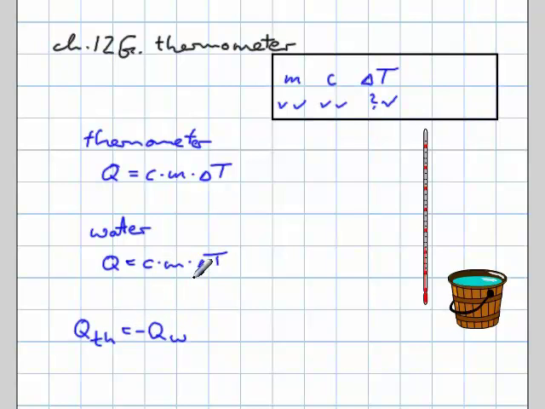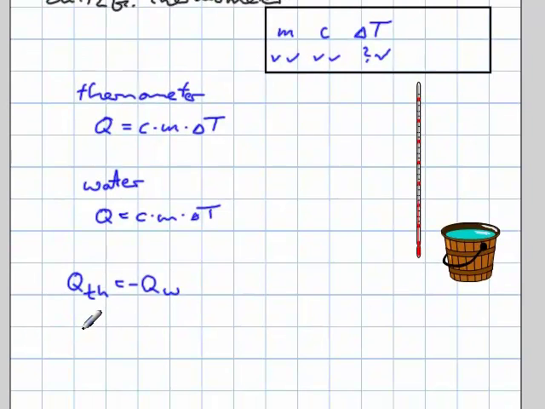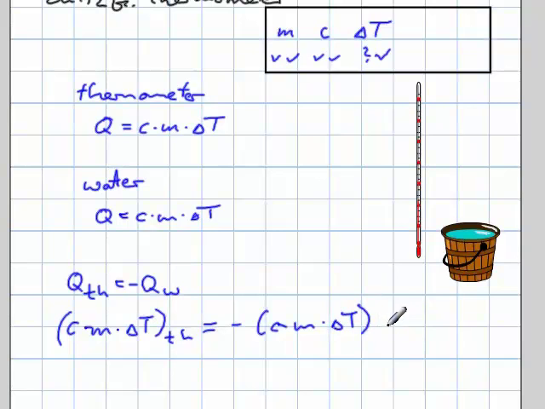We can actually say it that way because this delta T is a temperature increase, so the whole thing is going to be positive. This delta T is a temperature decrease, so the entire heat is negative. So I'm going to write it like this here, and then plug everything else in, so it's C times M times delta T for the thermometer, and that equals then negative C times M times delta T for the water.